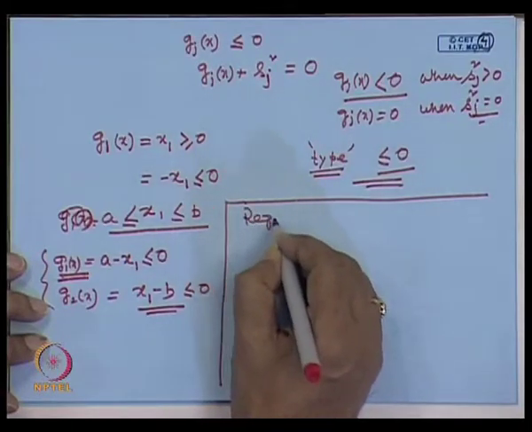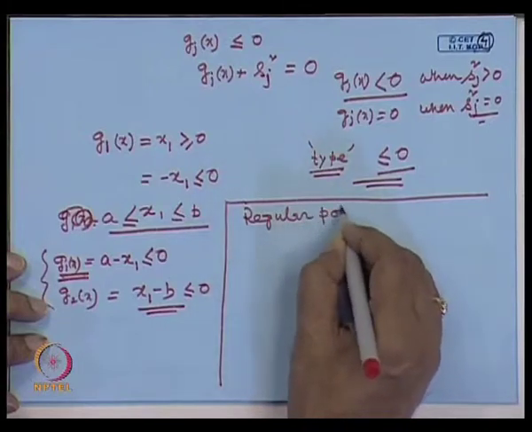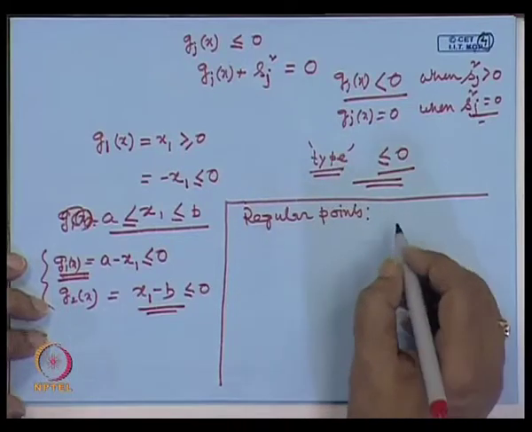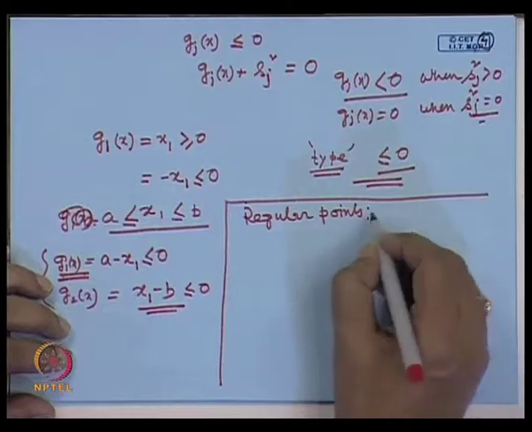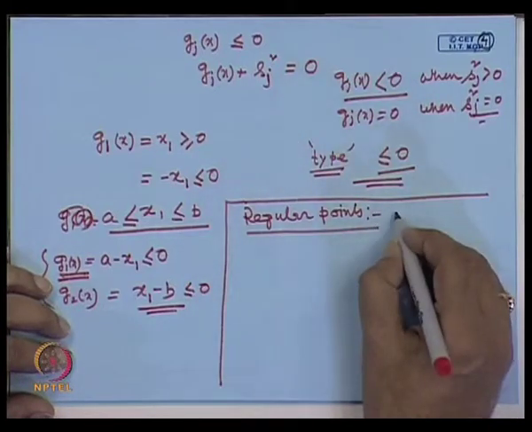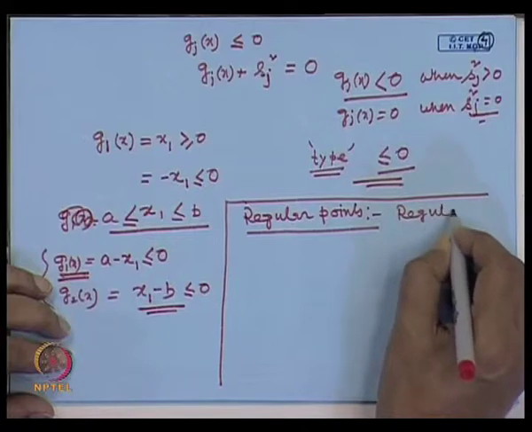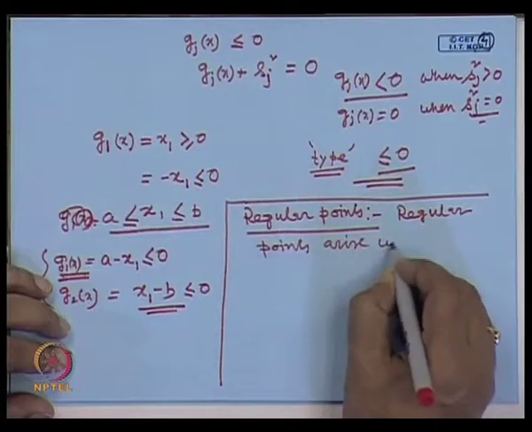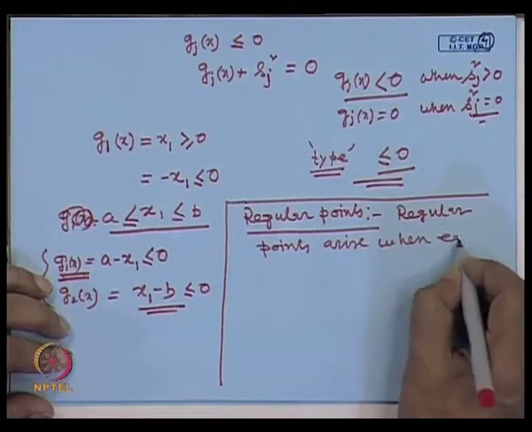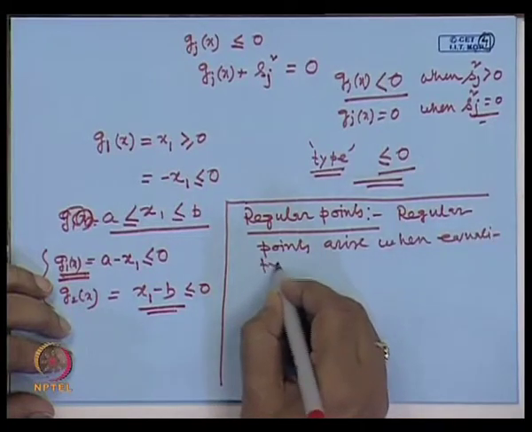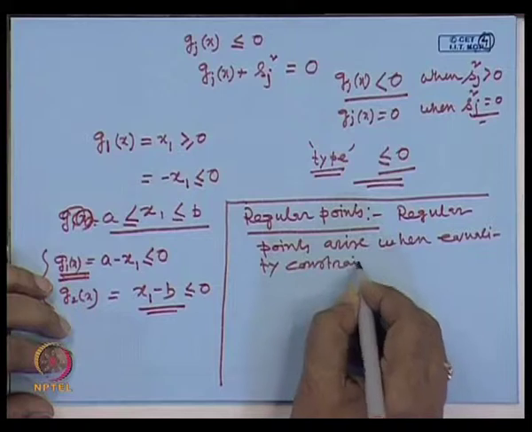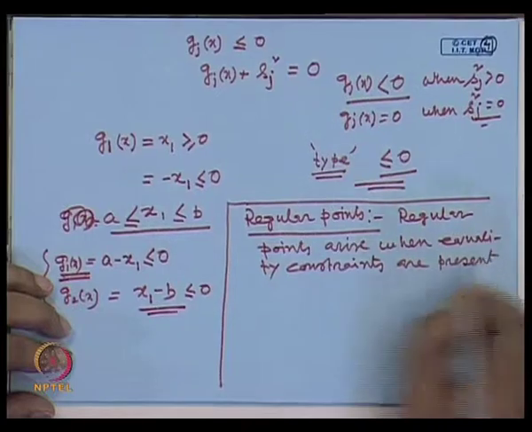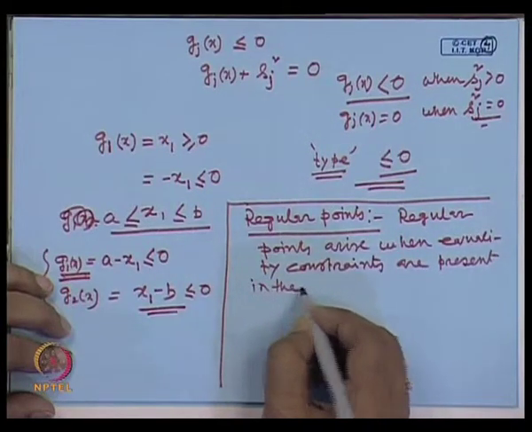So, that is a regular point. Regular points arise when equality constraints are present in the problem, in the optimization problem.